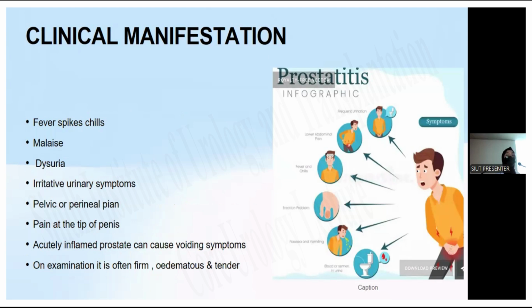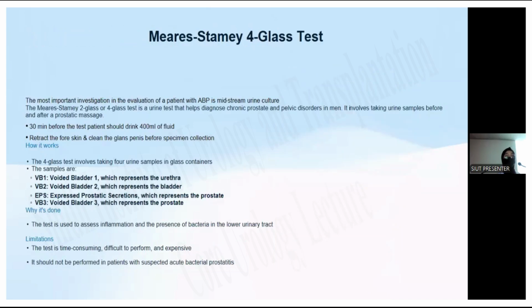The patients may present with fever, malaise, increased frequency of urination, and lower abdominal or pelvic pain. They may have erectile problems. It may be accompanied by nausea and vomiting. Pain may be felt at the tip of the phallus, and on examination, there is often a firm, edematous prostate with tenderness noted on the DRE.